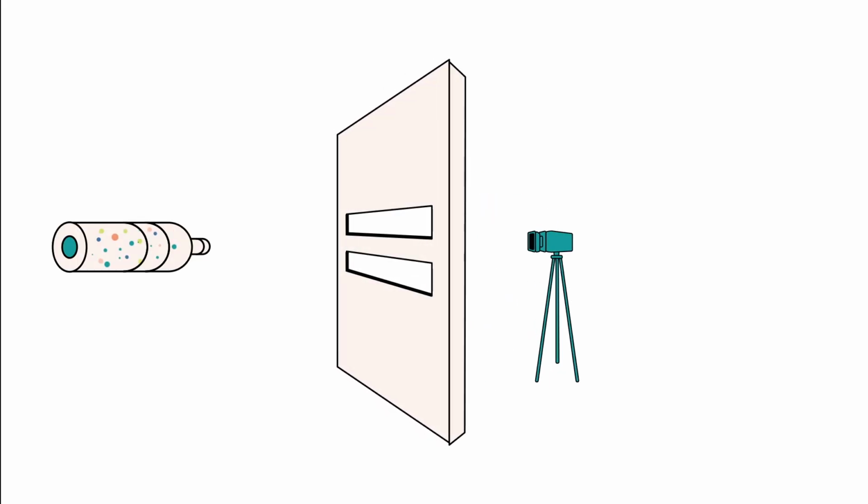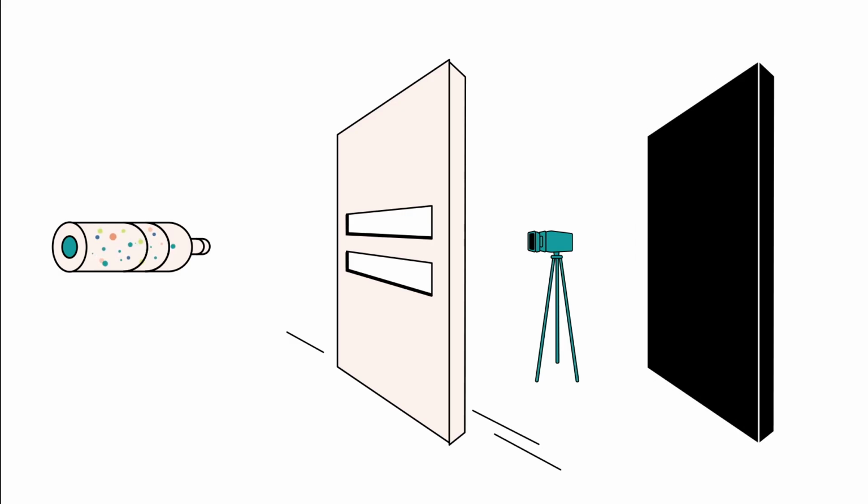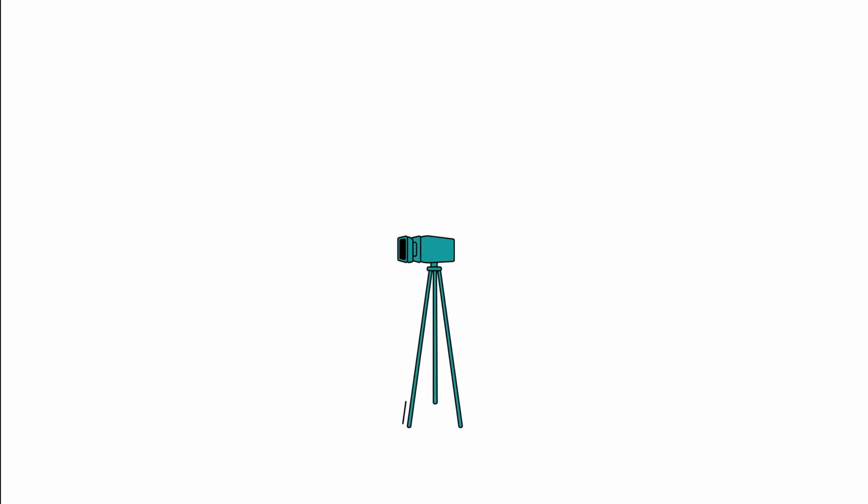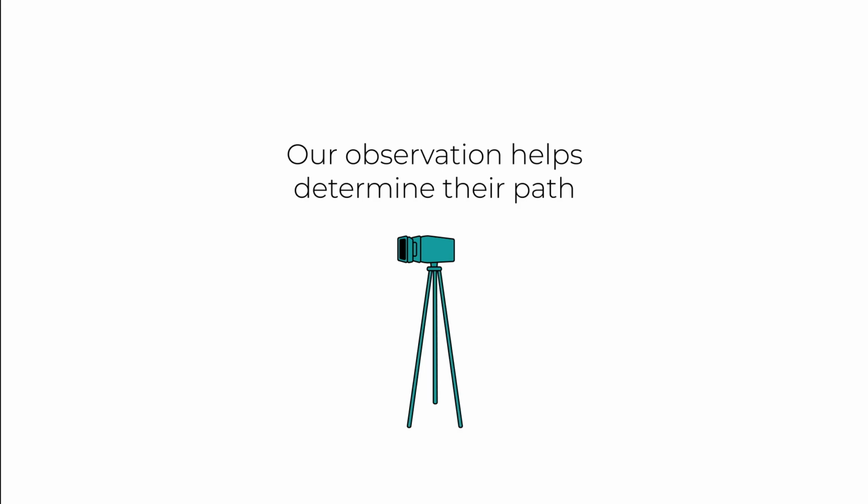But what happens when we set up a detector to see which slit the particles go through? When we introduce the detector to observe which slit each particle goes through, they stop acting like waves and return to behaving like particles, forming two distinct bands on the screen, just as if they'd only passed through one slit or the other. So, just by taking action and observing the particles, we change how the particles behave. It's as though our observation helps determine their path.